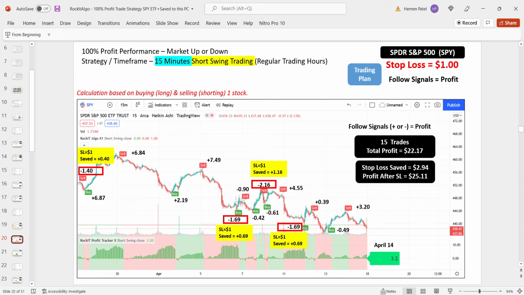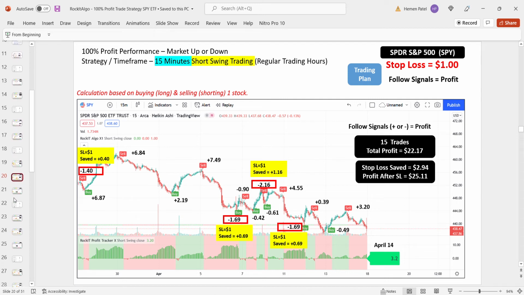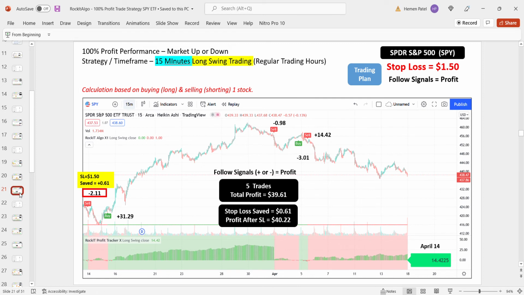Stop loss saved $2.94. Eventually, we got 25.11 more, increases to 25.11 because of the stop losses, as you can see here. So you can see even without the stop loss, you're generating a profitable P&L. The stop loss helps maximize that.